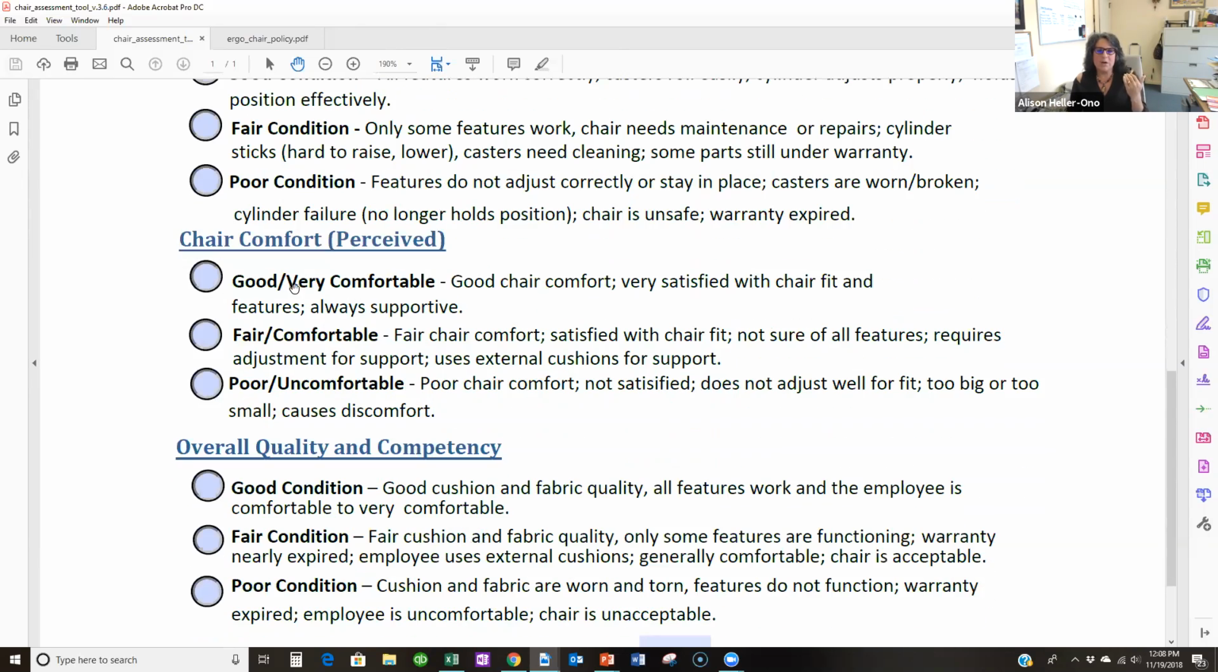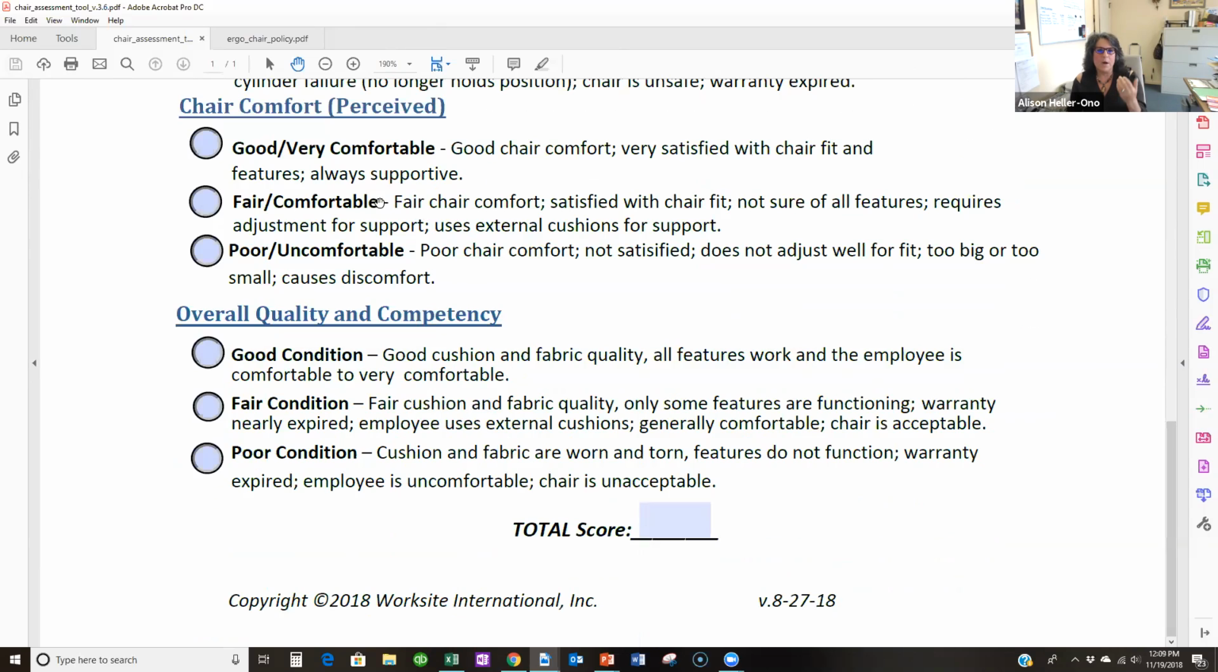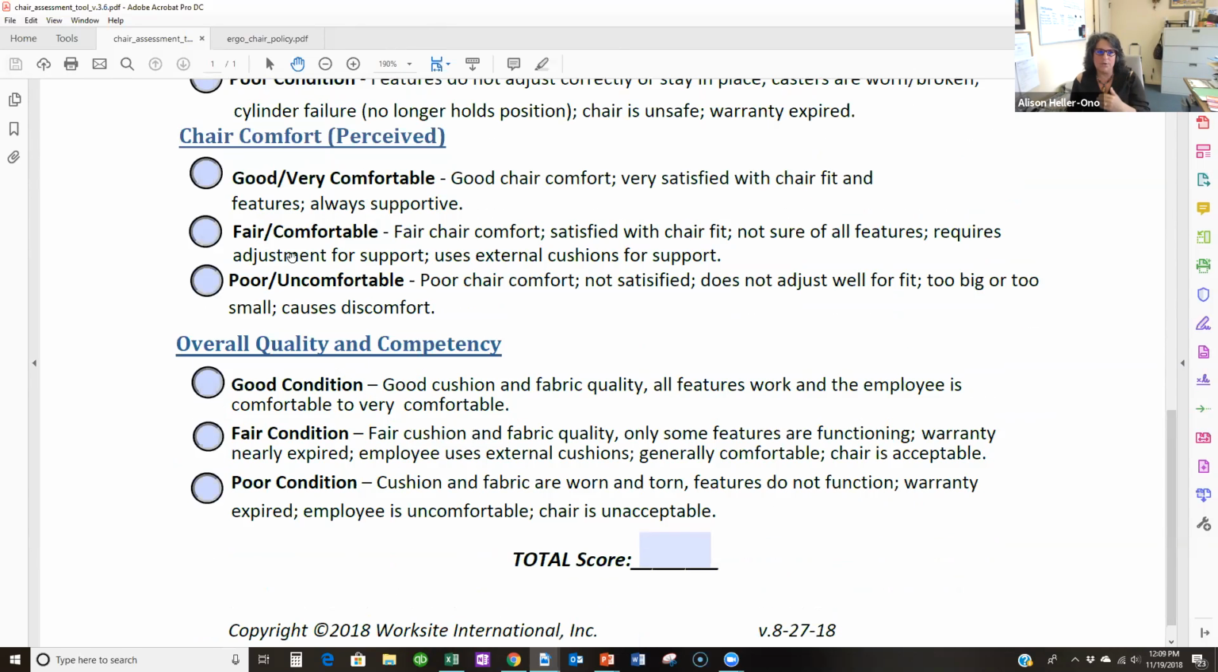Now when it comes to chair comfort, I'm hoping that you'll be rating the chair with that employee present, because you want to ask them, what is your perceived comfort? And show them the scale. Do you find your chair to be very comfortable, comfortable, or uncomfortable? And let them read each of the criteria, and then ask them to be honest about how the chair feels. Now you will have sat in the chair as well, okay? And so you're going to together make a decision on how it feels to that end user.